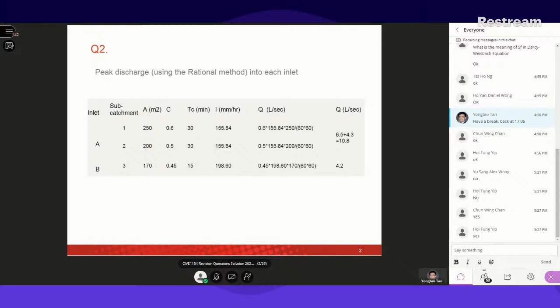So the area is given, and the time of concentration is given. Also you can get the intensity. You can get the intensity from the table, or from the IDF curve, or from the IDF table. By using the rational method, you can get the peak flow Q to inlet A, and also the peak flow to inlet B. This is the peak discharge. By using the rational method, you can calculate the peak discharge to each inlet.